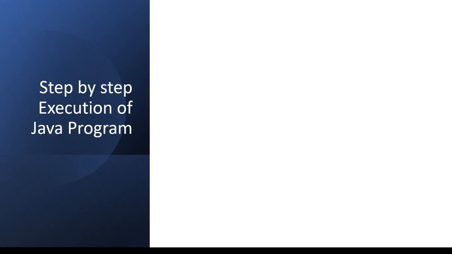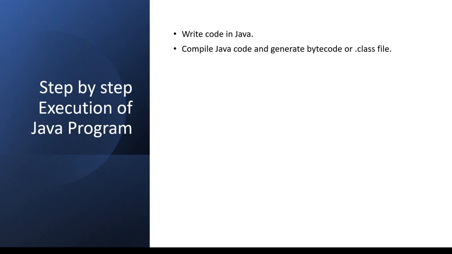Now, we have seen how the compiler and interpreter are used. Now we'll see what the steps are, how Java is executed. First, we'll write a code in Java. Next, we'll compile the Java code and generate bytecode, which is also called a class file. Next, the interpreter will use the .class file as input and convert that input into a machine code, and that machine code will be executed on the system.